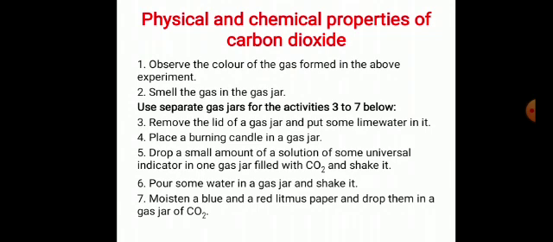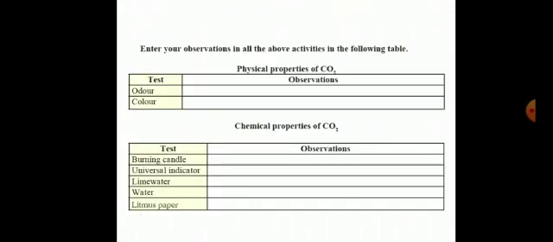Last one, moisten a blue and a red litmus paper and drop them in gas jar of carbon dioxide. These all steps are to be done in order to study physical and chemical properties of carbon dioxide. Now let us see the observations of all these steps. Physical properties of CO2 and chemical properties of CO2. Let us study now.